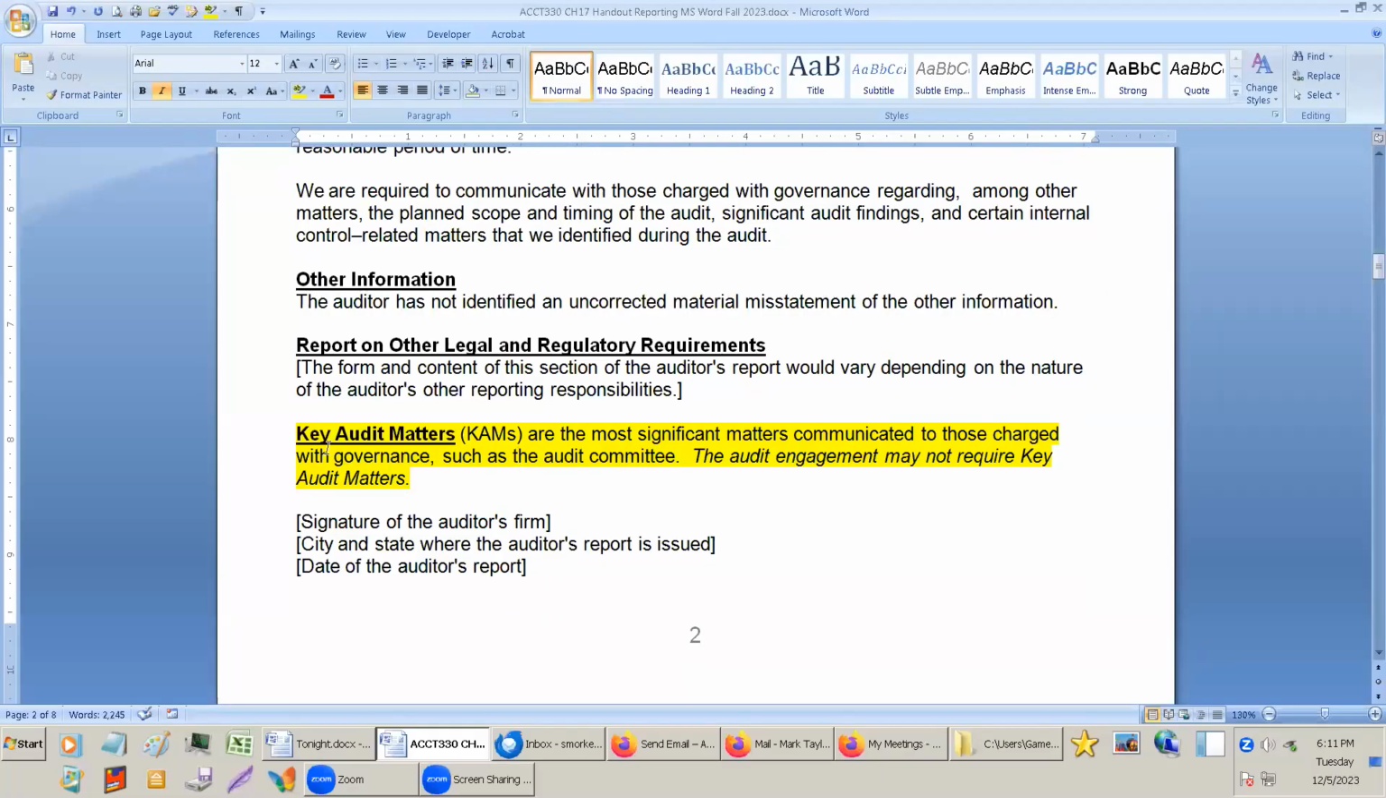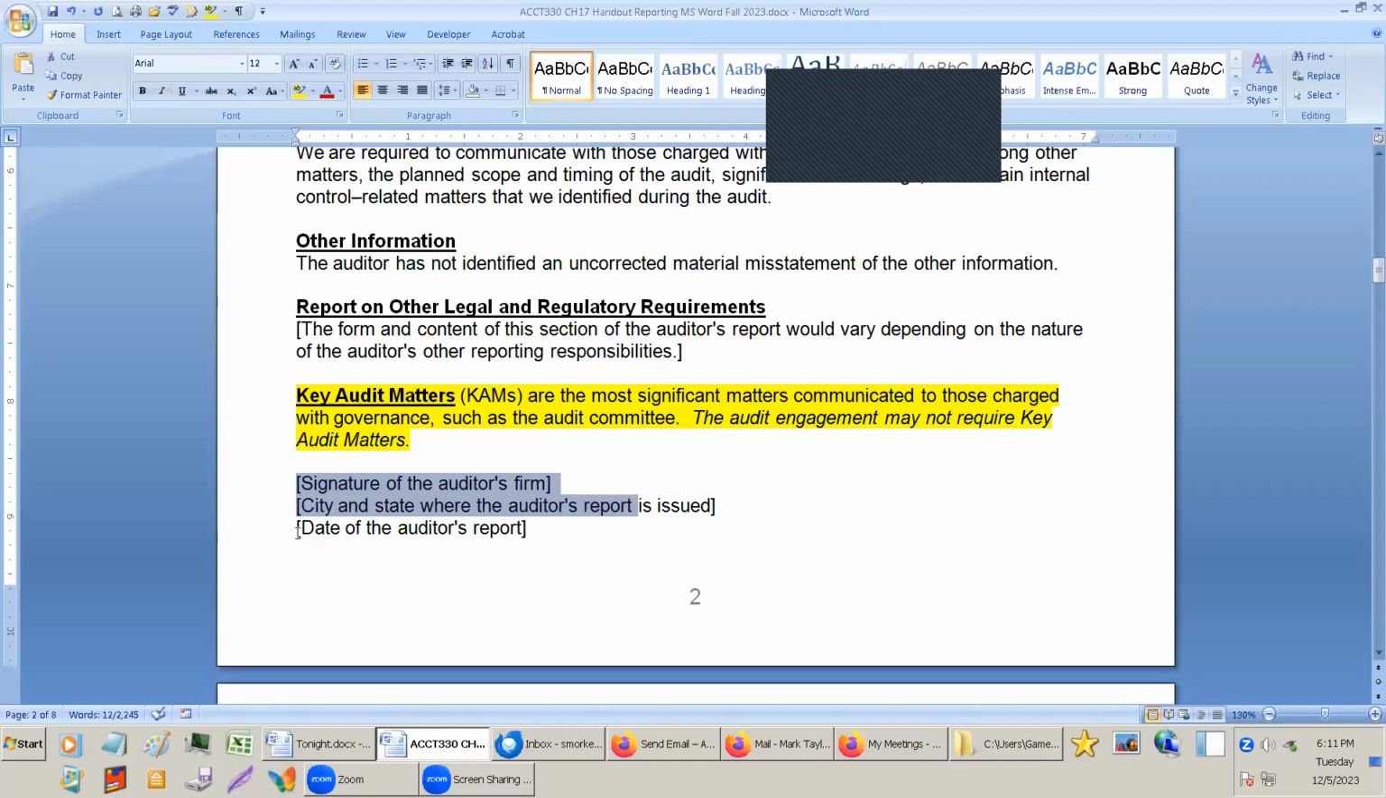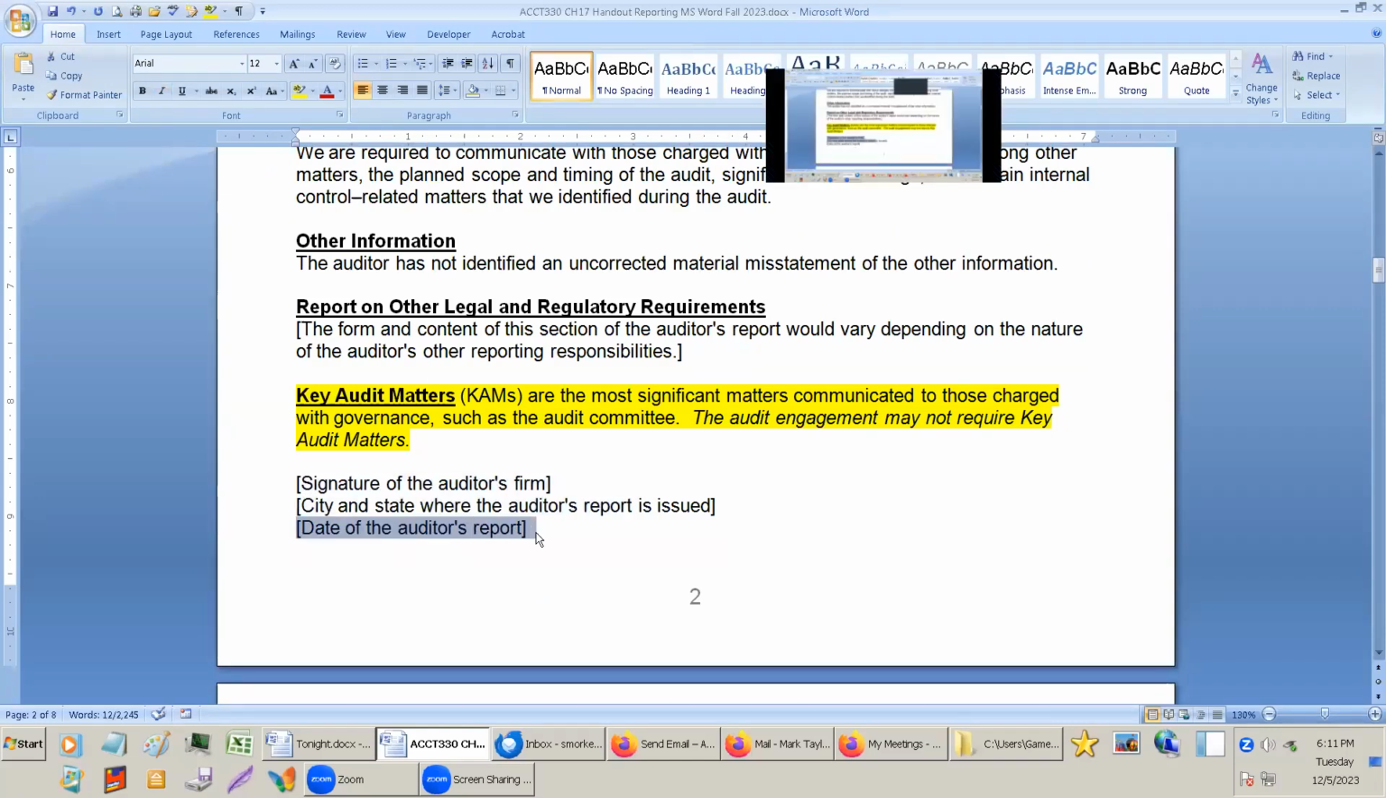But those are things that are fairly new, and it's kind of there to give a little more information to people reading the report. Rather than just saying, good or bad, it says, oh, by the way, in this case, financial statements can be relied upon. Here are some things you should know, that sort of thing. Signature of the audit firm. City and state where it's issued. Oh, date of the audit report. This is the last day of work gathering evidence.